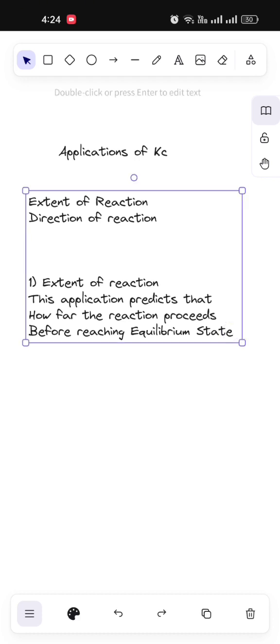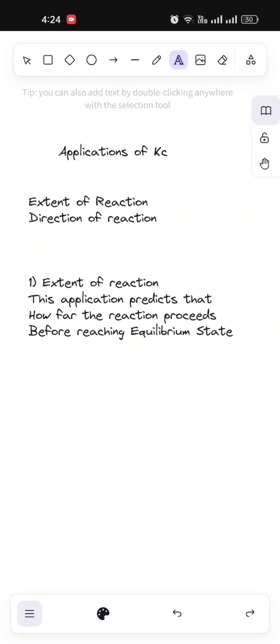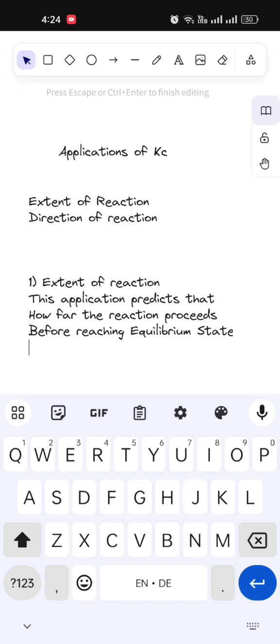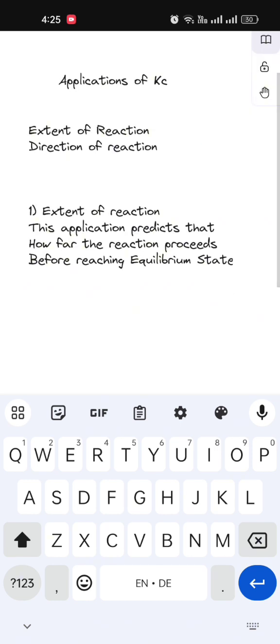इसका मतलब है कब तक और कहाँ तक reaction extend होगा. Extent of reaction means how far the reaction will extend. What is the capability of the reactant and the product? इस application की मदद से we can know about the capability of the reactant and product, how far they can go under reaction. So in this extent of reaction we have three possibilities.